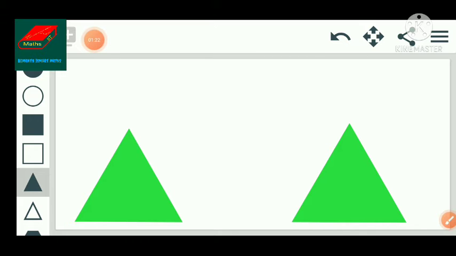What is meant by the SSS congruency condition? If all three sides of one triangle are equal to the corresponding three sides of the second triangle, then the two triangles are congruent. Now we take the first triangle as ABC.